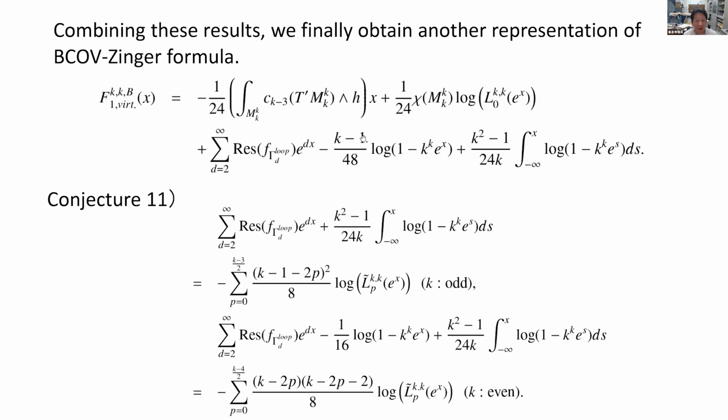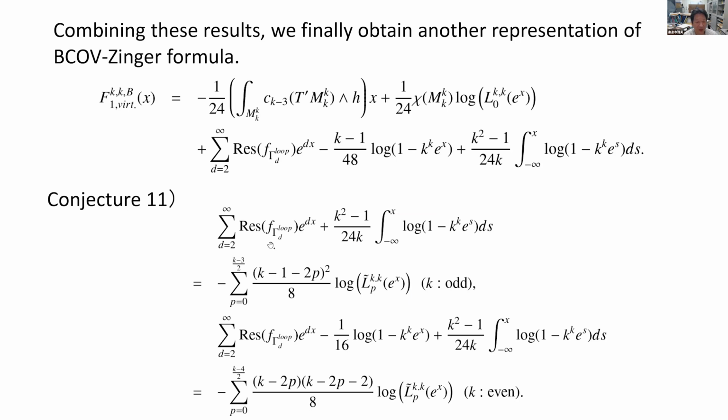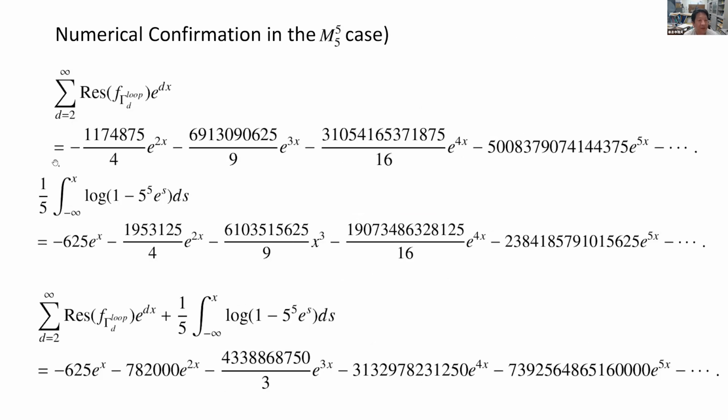In other words, we have this kind of conjecture, which is very non-trivial. And numerically, we have confirmed it for lower k. Actually, we confirmed the results for k from 3 to 10.